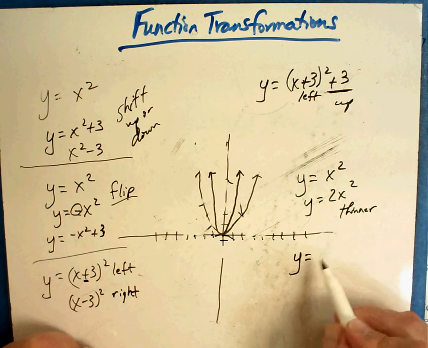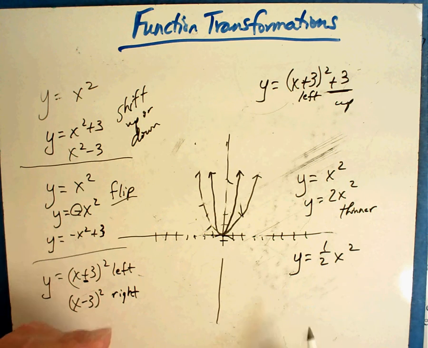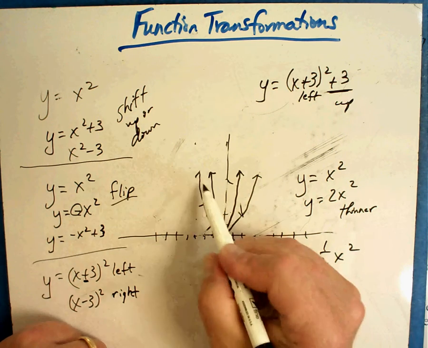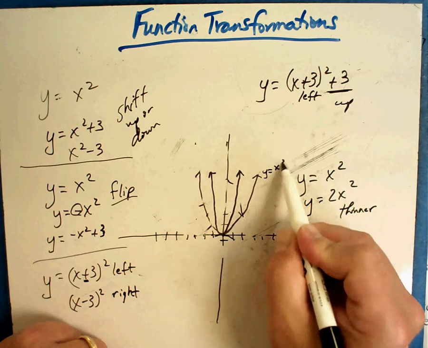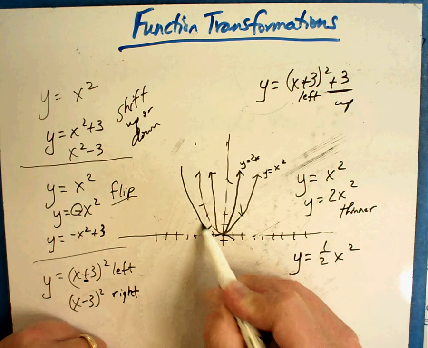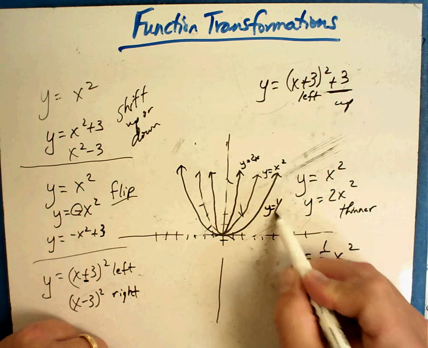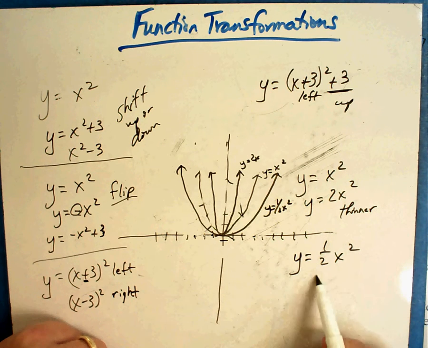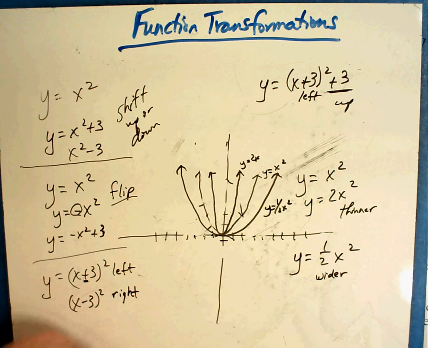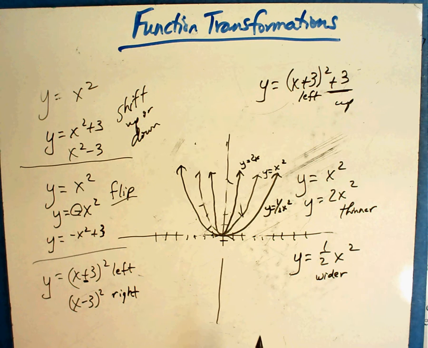So following that pattern, what if I had 1/2 x squared? It's going to get wider. So here's my y equals x squared. There's my y equals 2x squared. My y equals 1/2 x squared is going to get wider than the original. Transformations, moving things up and down and left and right from where they are originally. Well, we'll try some together here in the next video.